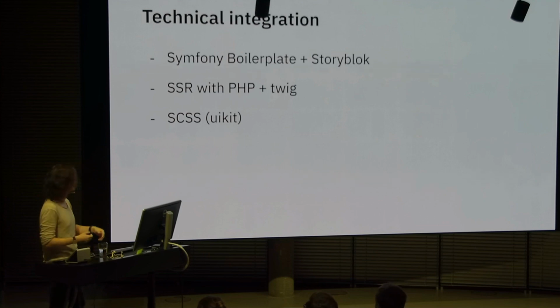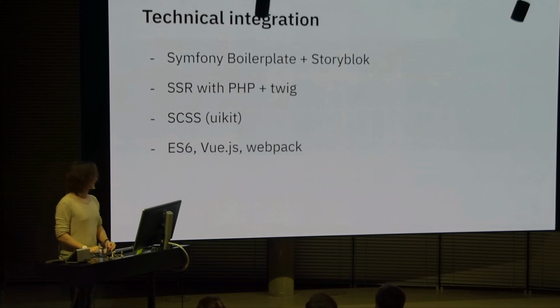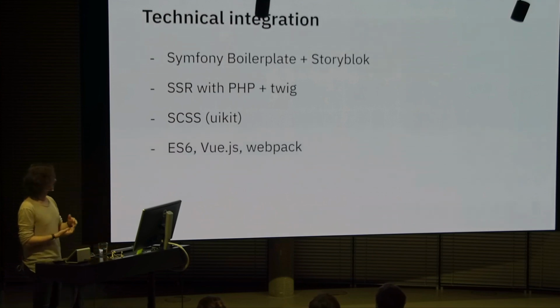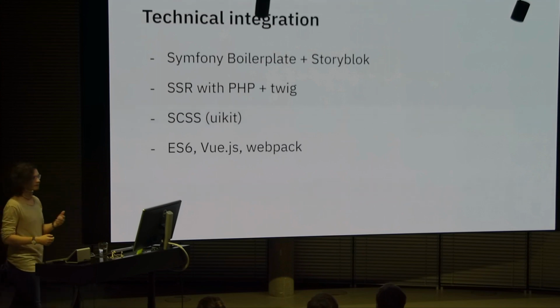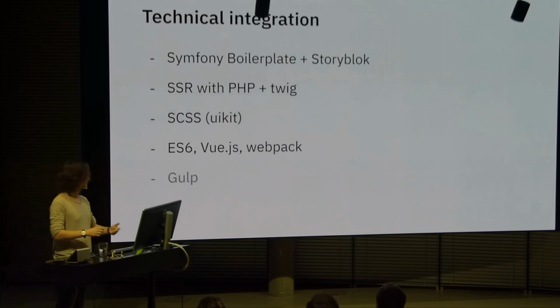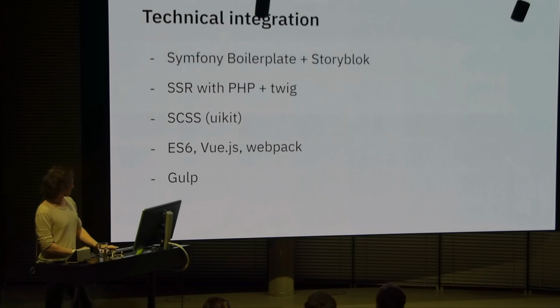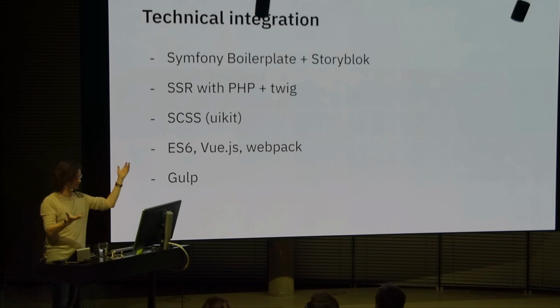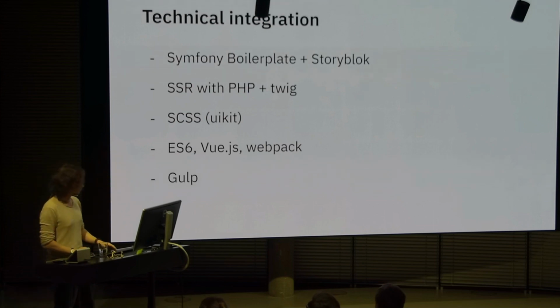And we started out with SASS, of course, because also UIKit used it, and we had variables and imports and nested classes and everything. And for the JavaScript stuff, we have plain ES6 or Vue.js and Webpack for all the building and code splitting and everything, and Gulp for the asset pipeline and browser sync and starting the whole project and everything. So this is our main frame of the project.